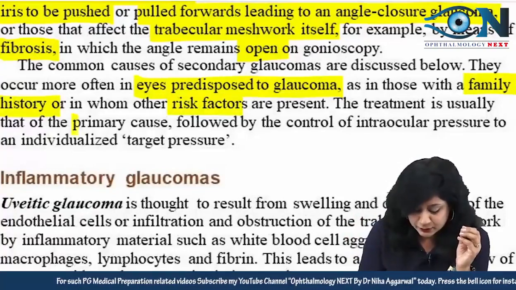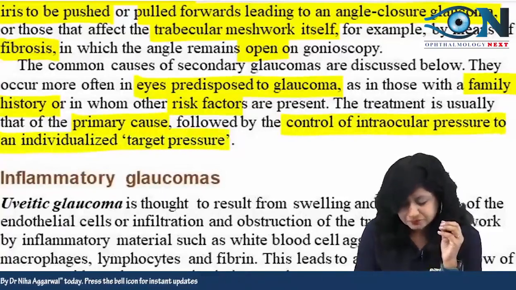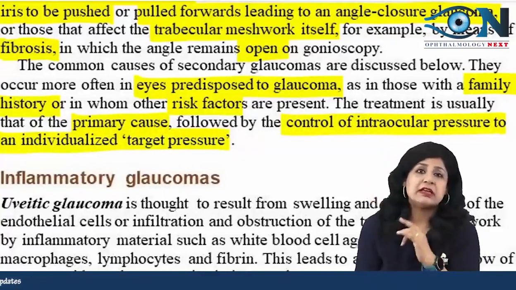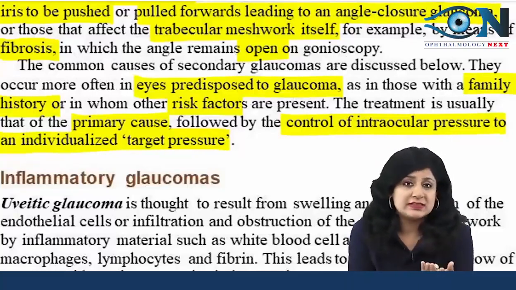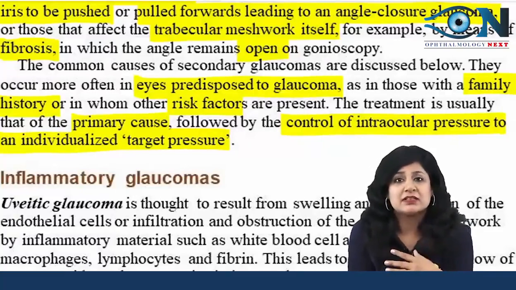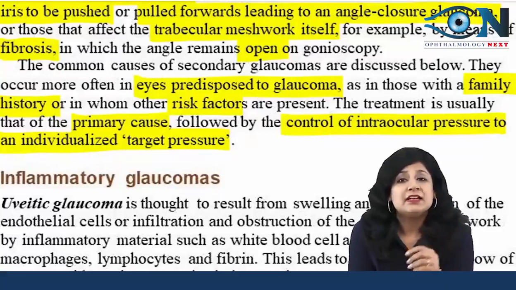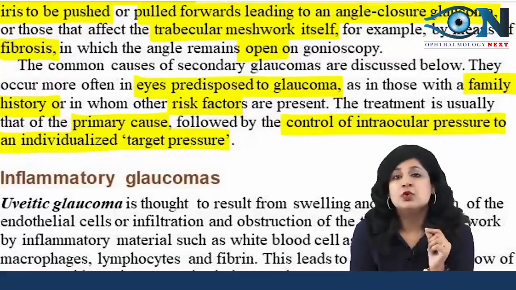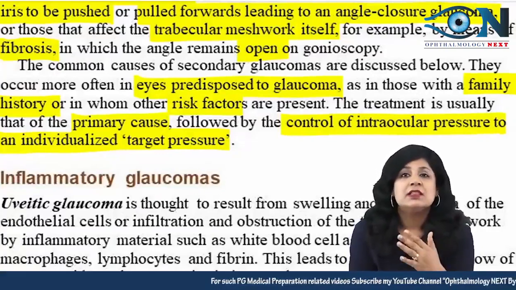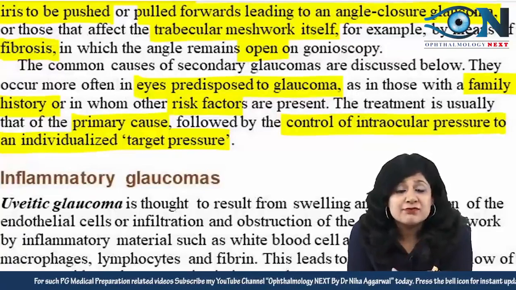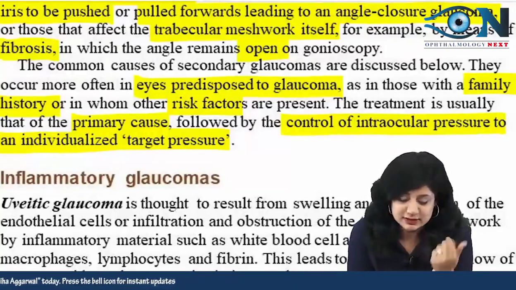The treatment is usually that of the primary cause, followed by control of intraocular pressure to the individualized target pressure. So one thing which is important is that we often discuss that in cases of primary glaucoma, when you do not know the exact causes, often we have some risk factors, some family history, some hereditary predisposition, some genetic outlook, but it is also so in the secondary glaucoma. So those people who are developing glaucoma as a complication of some of the factors, they are also affected by the family history, the predisposition, and other risk factors.